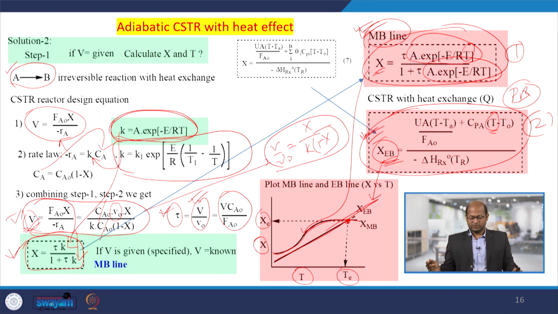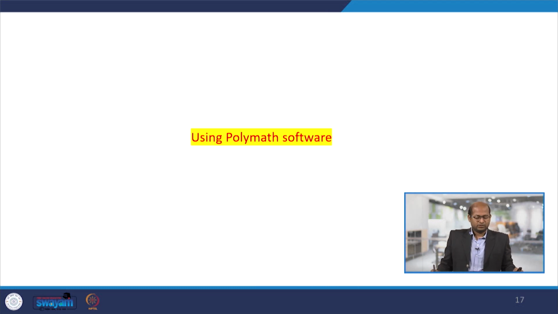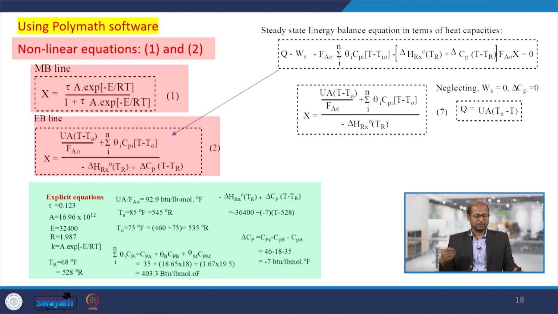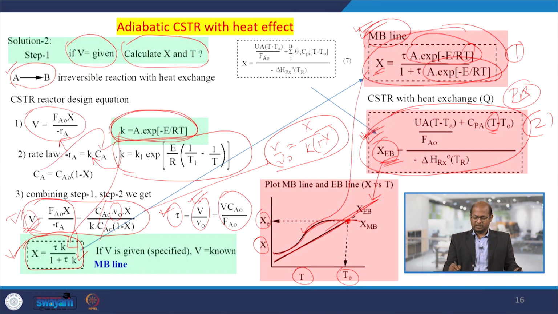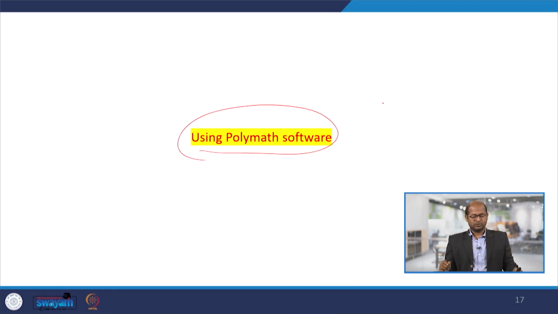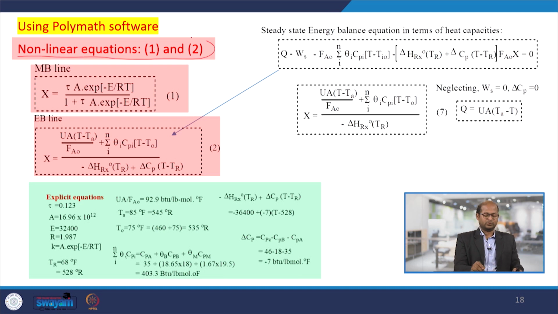This way we can calculate the conversion and temperature if volume is given. We can find the equilibrium conversion and the temperature required for that particular reaction. Either way, we can use Polymath software. These are nonlinear equations, not differential equations. With Polymath we can solve nonlinear equations 1 and 2, the material balance and energy balance equations, if all parameters are known.